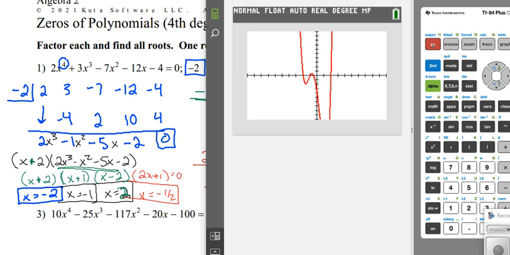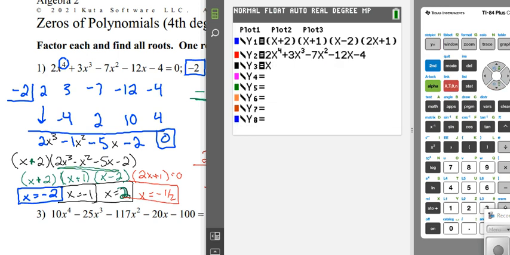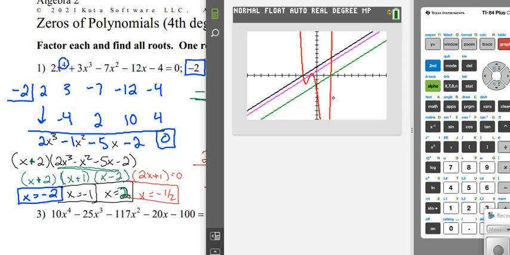Okay, and at all of those, dx plus 2, dx plus 1, dx minus 2, those are all just linear equations that have 1 0 each. And you see they pass through all of the zeros there.